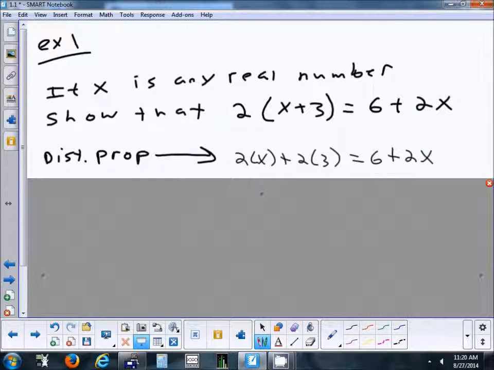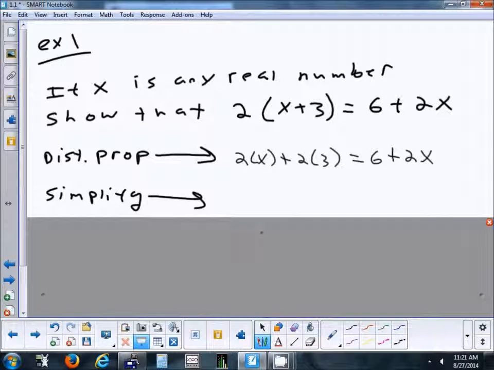Now the next step, you might even do this step with the distributive property. Please simplify what you have there. So 2 times x, 2x. 2 times 3, 6. Now I don't quite have the same thing on the left and on the right, but there's a property I can use to make the left and the right look identical. So what would be the last property to use here? 2x plus 6 equals 6 plus 2x.